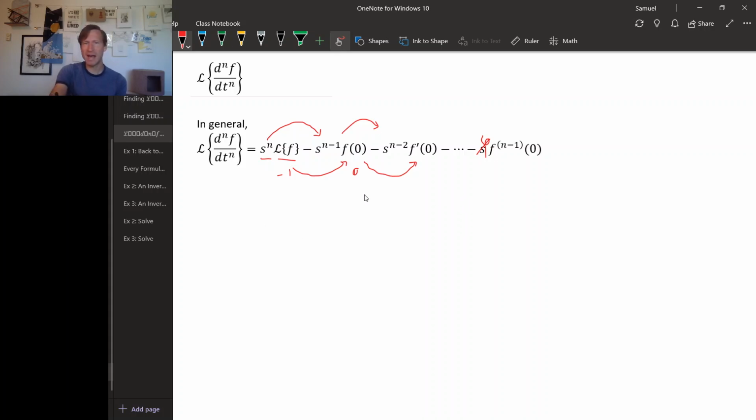So now that we know how to turn Laplace transforms of derivatives into Laplace transforms of the original function, in the next video, we'll have a look at our original differential equation again.